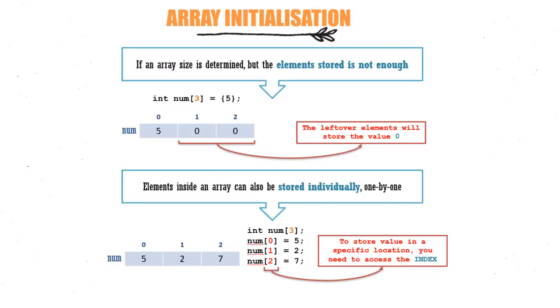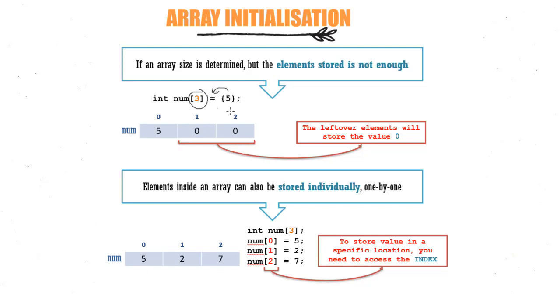Now, here are some things that you need to know when you want to store data inside your array. If an array size is determined, but the elements stored are not enough, the leftover elements will store the value 0. Like I've said, whenever you declare your array, let's say you do int num[3], meaning that inside this array there can be a maximum of 3 elements. But if you do equals to {5}, meaning that there's only one data here, right?